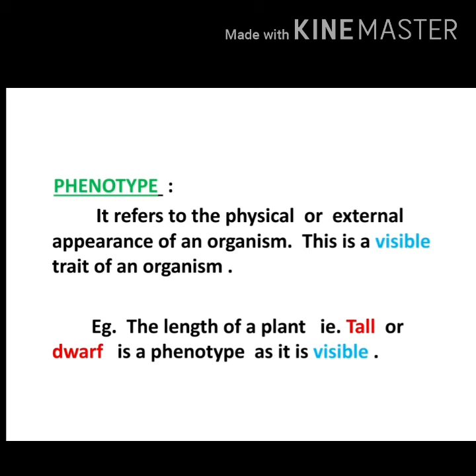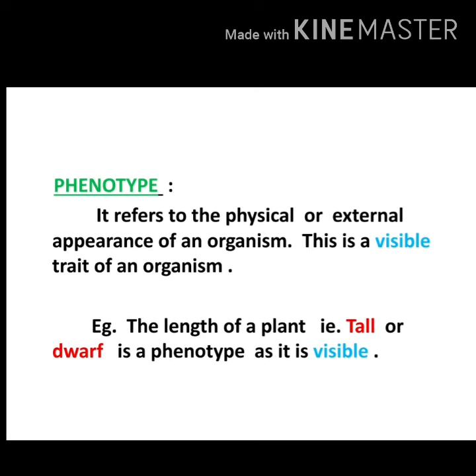It is visible trait of an organism. For example, the length of a plant or the height of a plant. That is, it can be either tall or dwarf. Since that height is visible, we call it as phenotype.